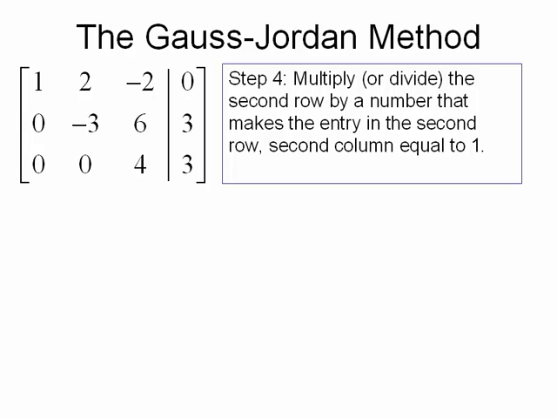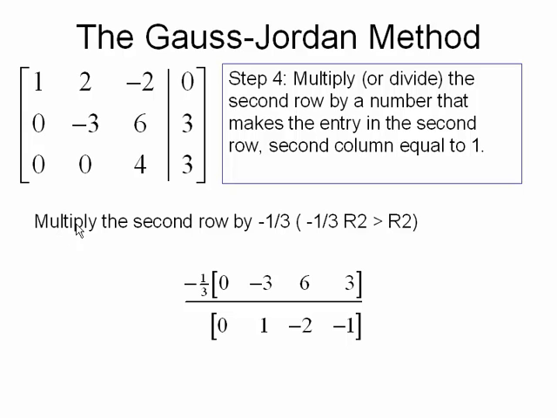So now we're at step 4. We need to multiply or divide the second row by a number that makes the entry in the second row, second column equal to 1. In other words, where I see this -3, that needs to become a 1. So we're going to multiply the second row by -1/3, and we're going to put that in row 2. So -1/3 times 0, -3, 6, 3. When I make that multiplication, it becomes 0, 1, -2, -1. Now I need to put that answer back into row 2.